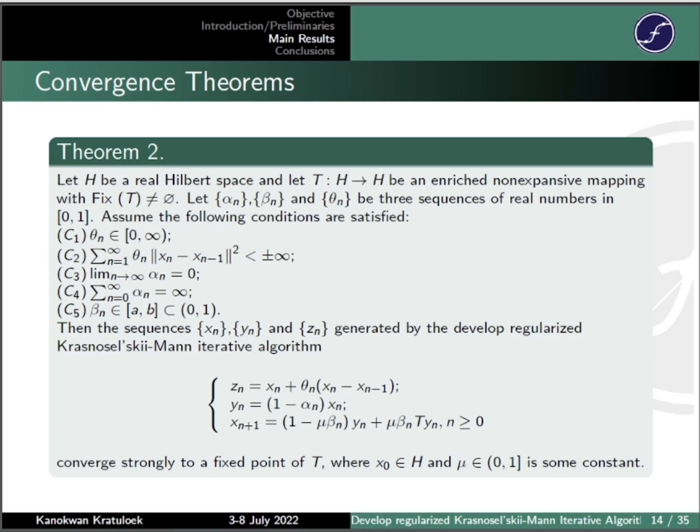This is the statement of Theorem 2. Following conditions C1, C2, C3, C4, and C5 as true, the sequences x_n, y_n, and z_n generated by the developed regularized Krasnosel'skii-Mann iterative algorithm defined converge strongly to a fixed point of T.